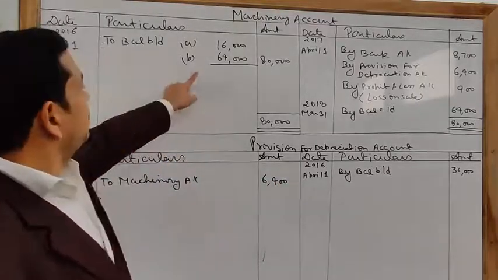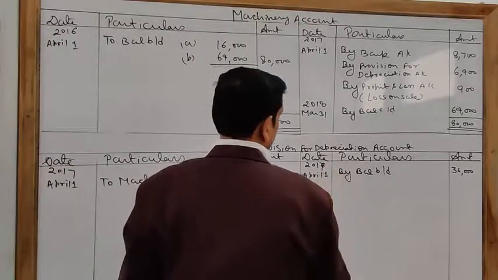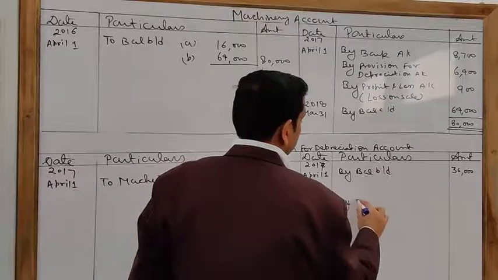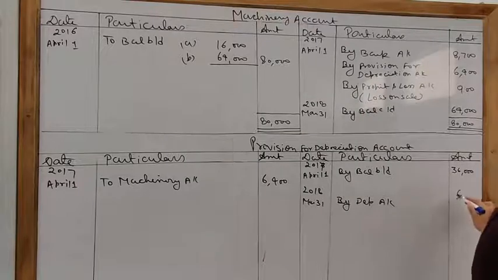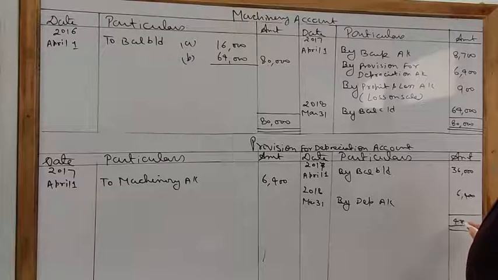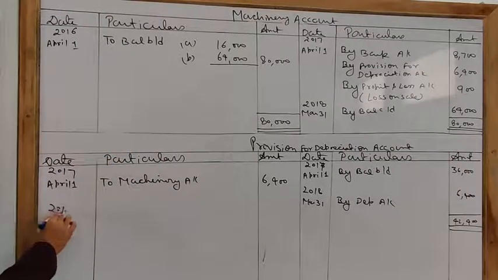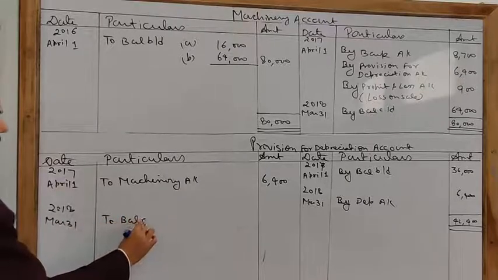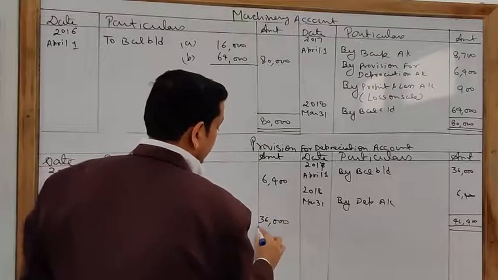Clear? Now for this B machinery we are going to charge the depreciation. So 2018 March 31st, by depreciation account. Clear? 10% of 64,000 is 6,400. Make a total of 42,400. Balance the same on this side. 2018 March 31st, to balance c/d. So that comes to 36,000.